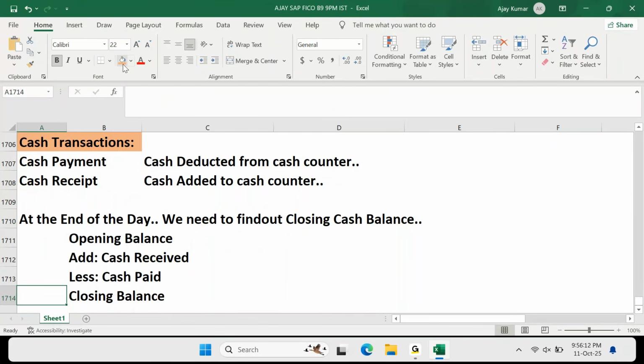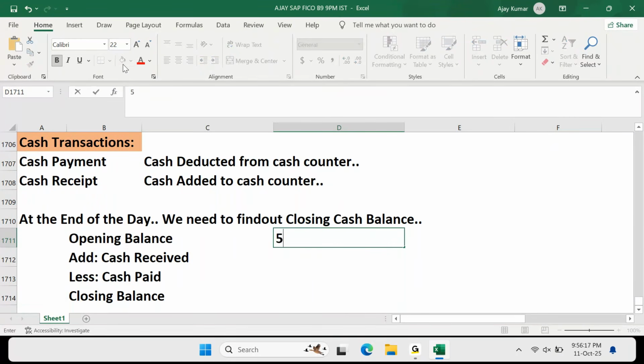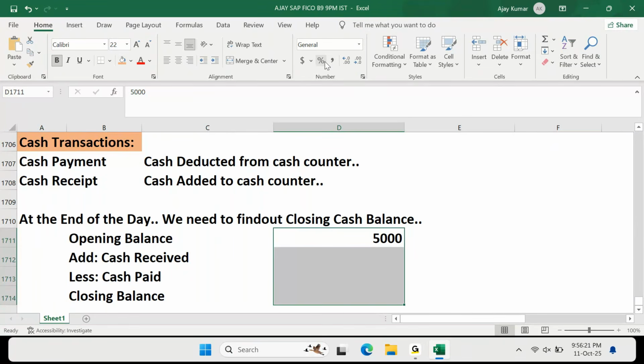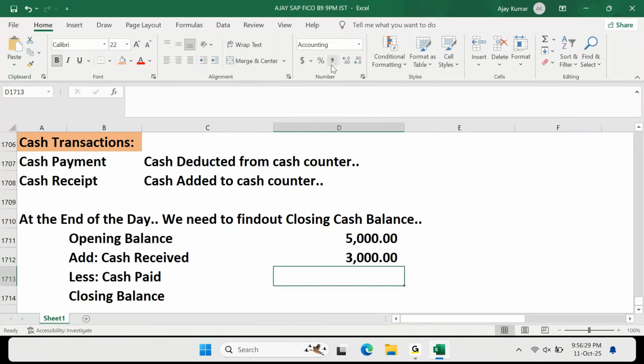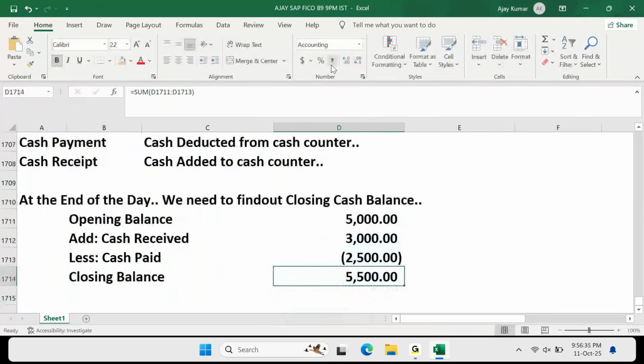If I say my opening balance is, let's say, 5,000 rupees, and then I received a cash of 3,000 rupees, then I paid, let's say, 2,500. My closing cash will be 5,500, right? This is what is supposed to be done.